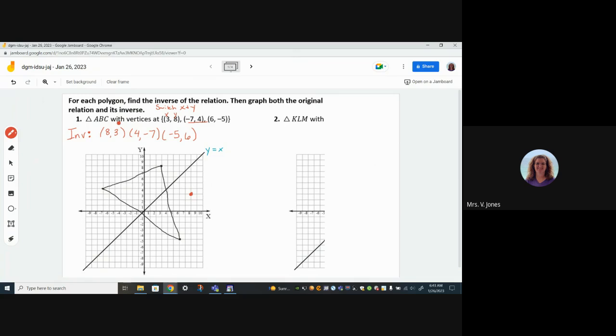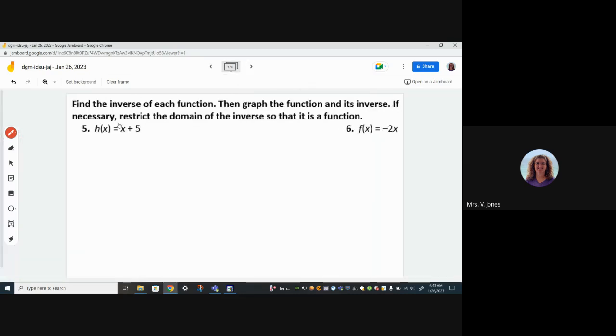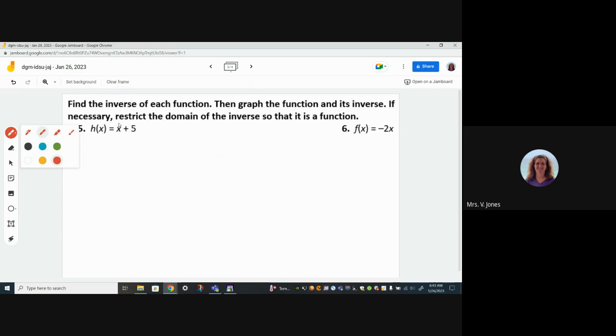So we do the 4, -7. You see how that point is the reflection of this point? And the -5, 6, that point is the reflection of this point. And then we connect those. So this triangle I'm drawing now is your inverse triangle. That is your inverse function of the original. So that's what you're doing on these problems. All right, so I said to find the inverse of a function, you're going to switch your x's and y's.